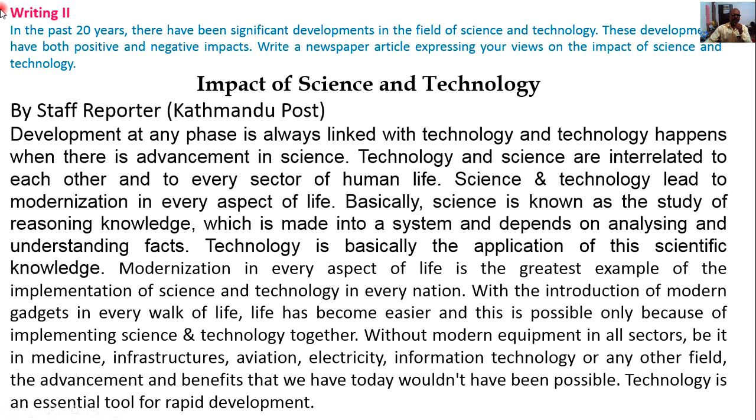And after that, writing second. In the past 20 years, there have been significant developments in the field of science and technology. These developments have both positive and negative impacts. Write a newspaper article expressing your views on the impact of science and technology. Now the topic name is Impact of Science and Technology by staff reporter, Kathmandu Post, and this is the news, and you can copy from here or you can read it.